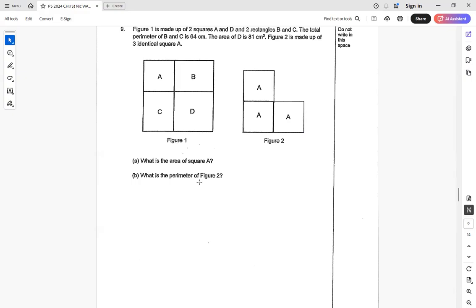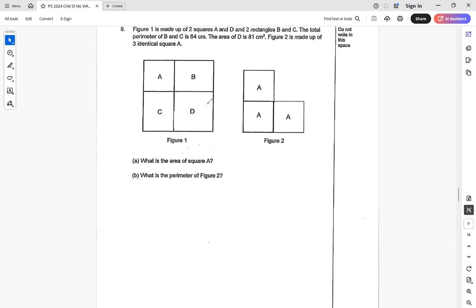Okay, question 9. Figure 1 is made out of two squares A and D and two rectangles B and C. The total perimeter of B and C is 64 cm. The area of D is 81 square centimeters. Figure 2 is made out of three identical squares A. So part A, what is the area of square A?